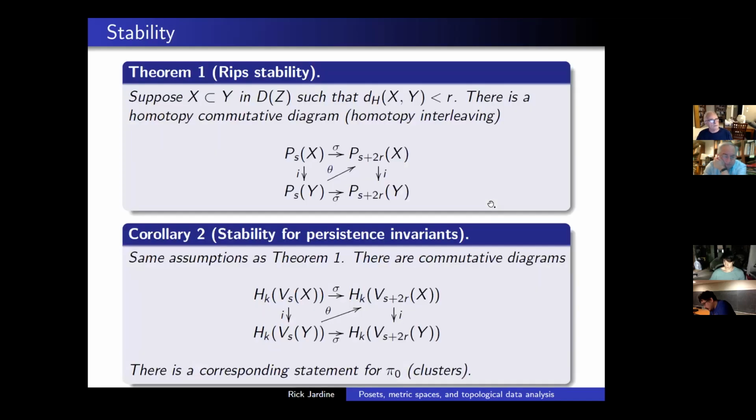Okay, there's a big theorem. And what's it about? If you have two data sets, one contained in the other, and if they're close, then the outcomes in persistent homology or homotopy invariance should also be close, and that's what's called stability.